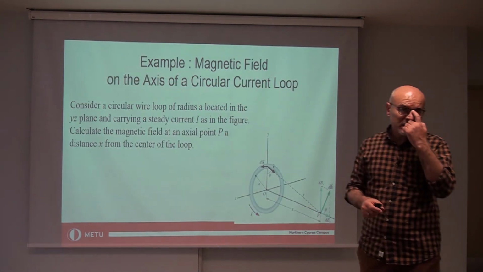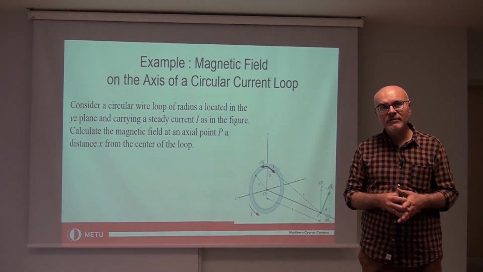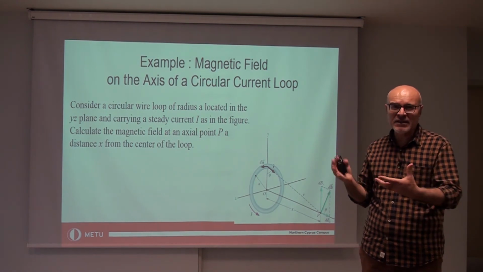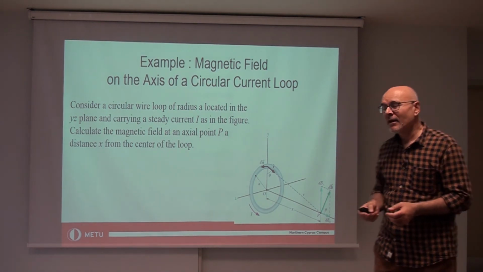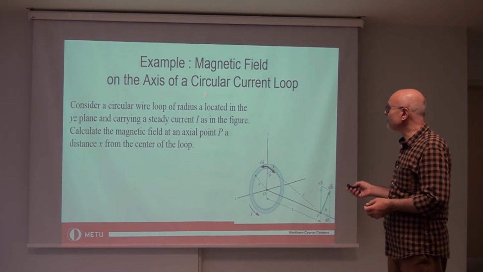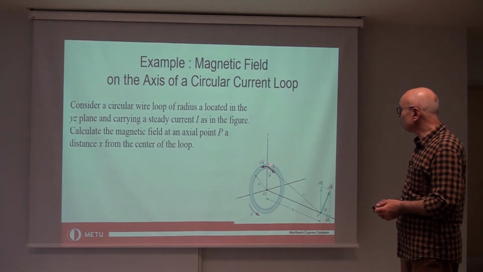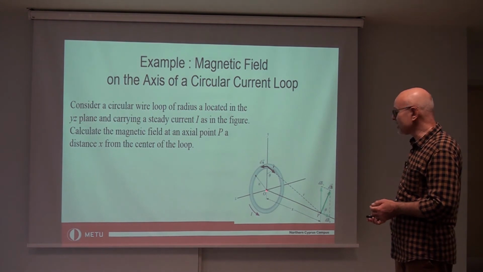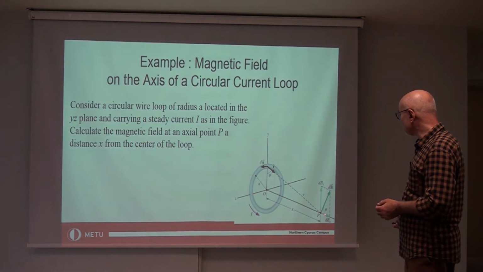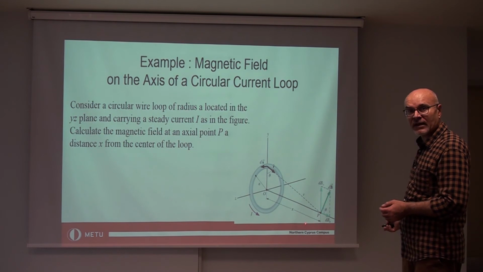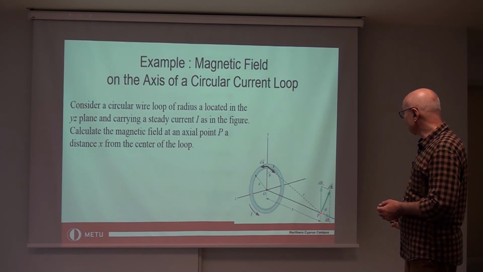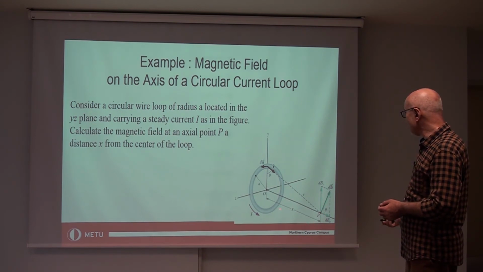Now, a more complicated example. Well, not complicated in terms of the details, but the principles are the same. In this example, we have this ring, but we want to find the magnetic field not at the center of the ring, but at any point along the axis of the ring, as you can see here. So it's a point P, at a distance x from the center of the ring.